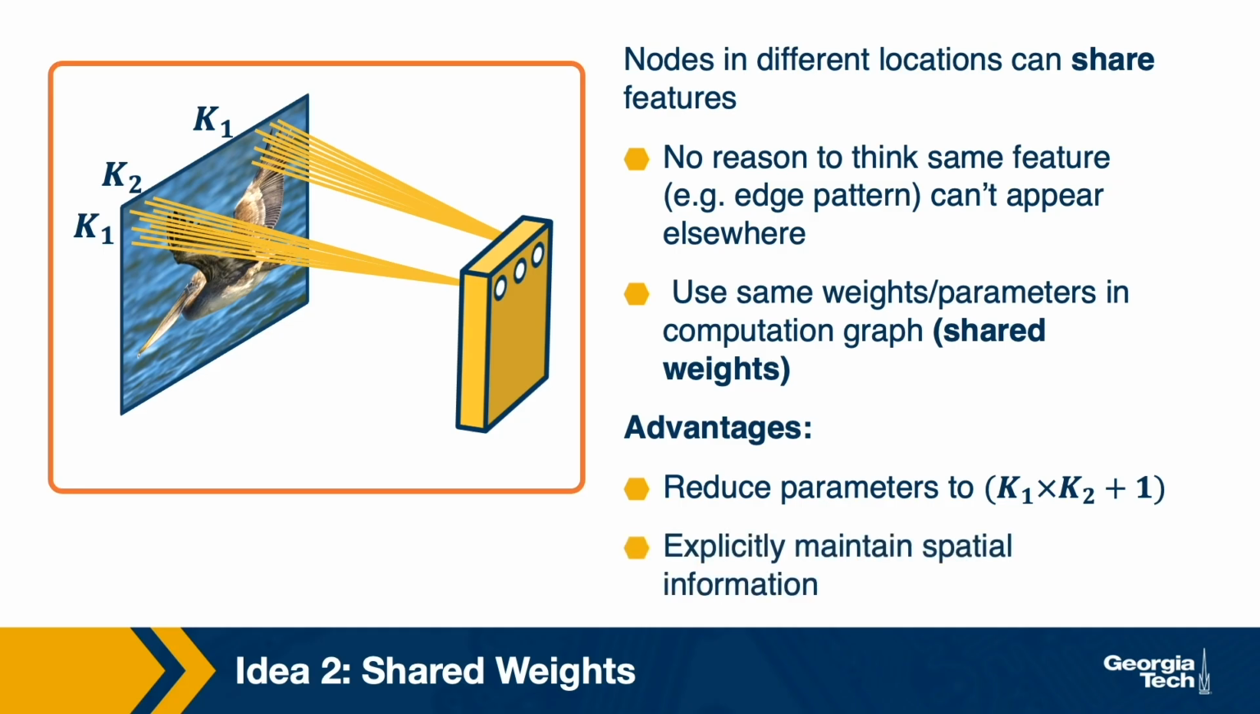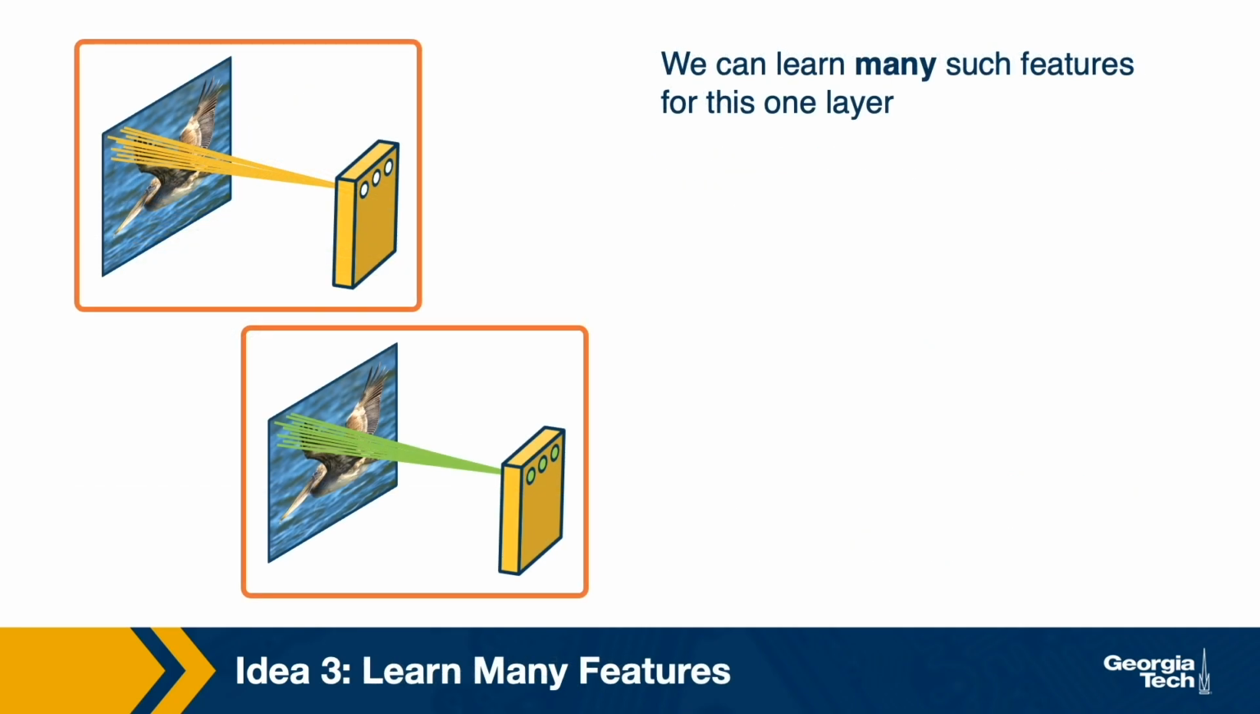And again, we're still explicitly maintaining spatial information. And so now we've gone from m times n weights all the way down to a small number of weights, k1 times k2. So for example, if this is a 3 by 3 window, we'll literally only have 3 times 3 plus the bias term, so 10 parameters.